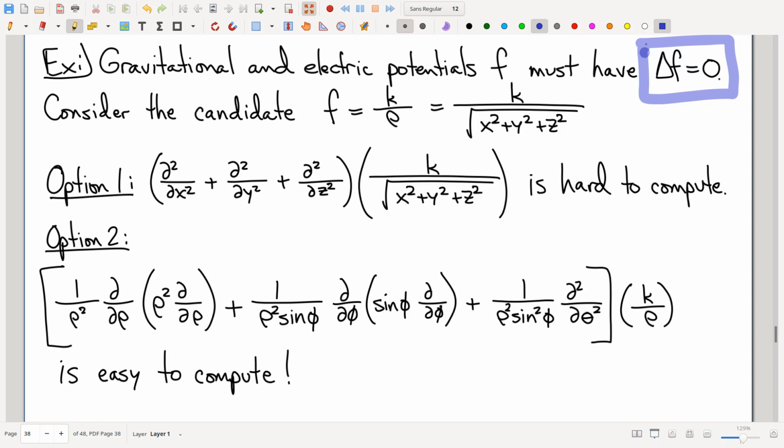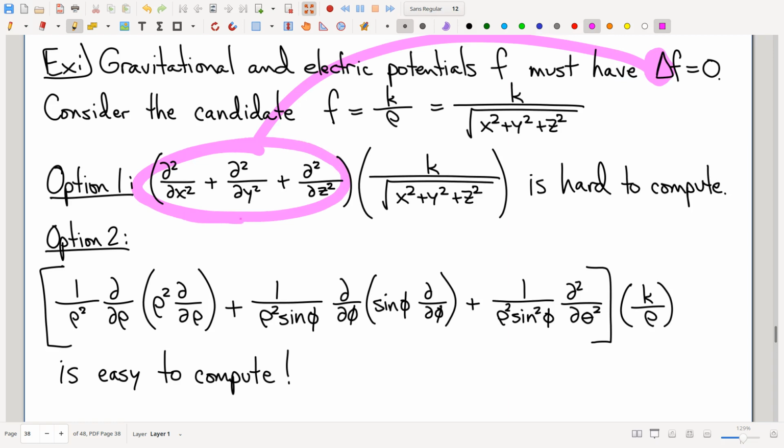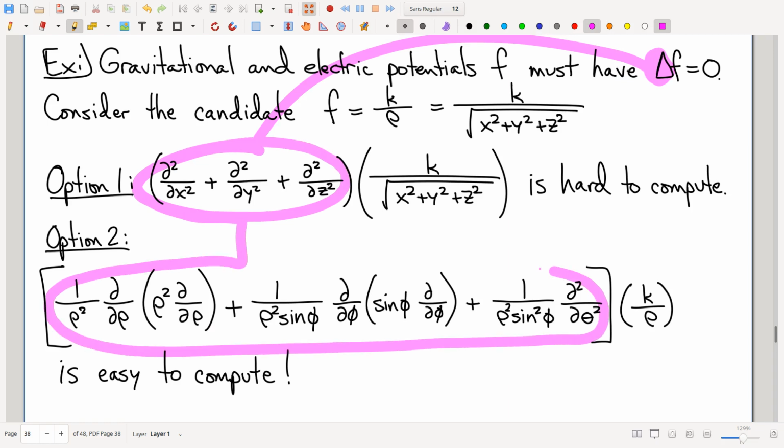Right? But the Laplacian, how do we solve the Laplacian, or more to the point here, how do we confirm if we have a solution to the Laplacian? Well, keep in mind our Laplacian, which we originally wrote down like that, we've rewritten in spherical coordinates like that.